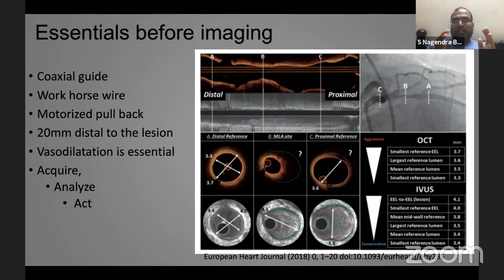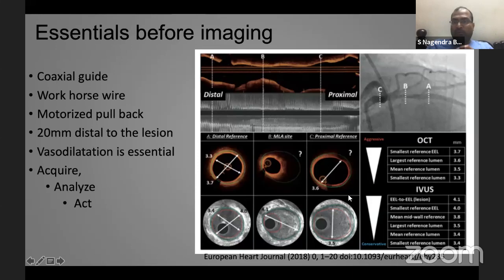If you want to be less aggressive, it doesn't mean you are scared. Less aggressive means you are ready to do more post work rather than creating a bigger complication because of selecting a bigger lumen from the beginning itself. So less aggressive means you are going with the minimum dimension of the distal reference area segment, and more aggressive means you are going with the maximal diameter of the external elastic membrane.